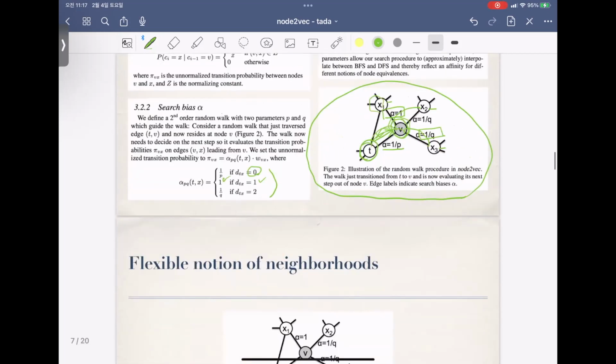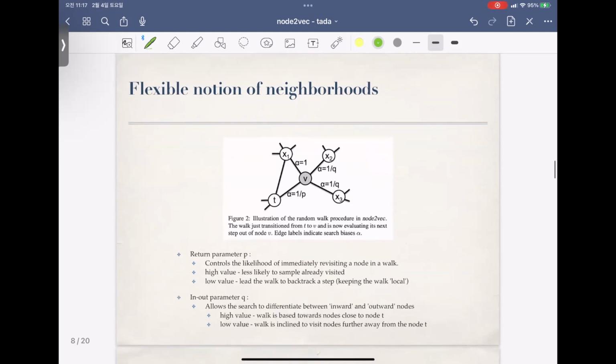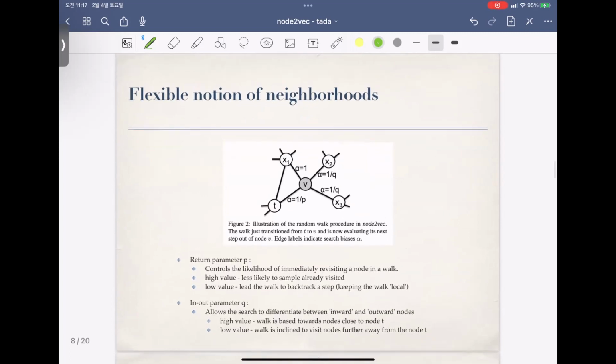And to explain what P and Q are, the authors set the parameter P so that it controls the likelihood of going back to the previous node. So if the P value is big, it's less likely to go back to a node that's already visited. However, in reverse, it will lead the walk to backtrack a step.